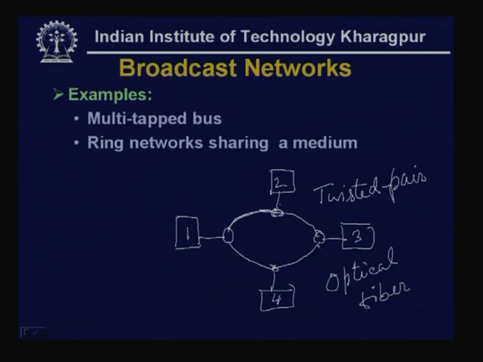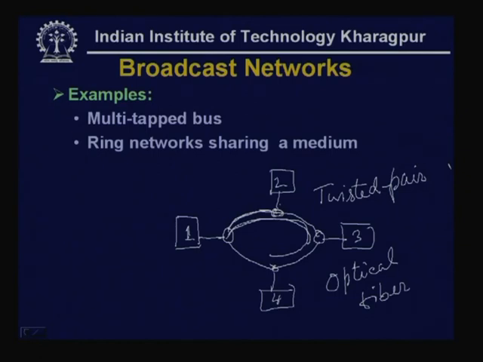In both cases you will see that this medium is being shared by all the users. For example, whenever user 1 or station 1 wants to send to 3, it has to go through this part of the medium. Whenever it sends to 4, it will go in this manner. So, this part of the medium is being shared by all the users for data communication. So, this is ring networks using a shared medium.